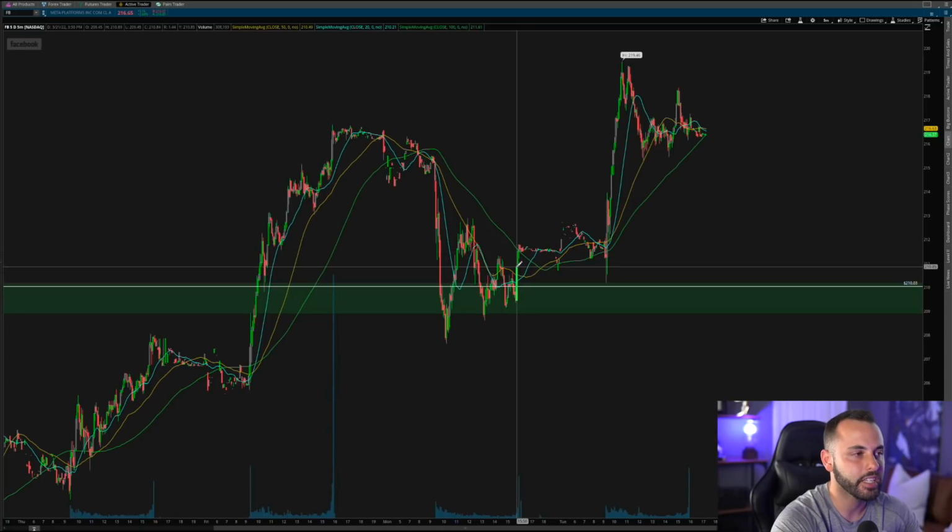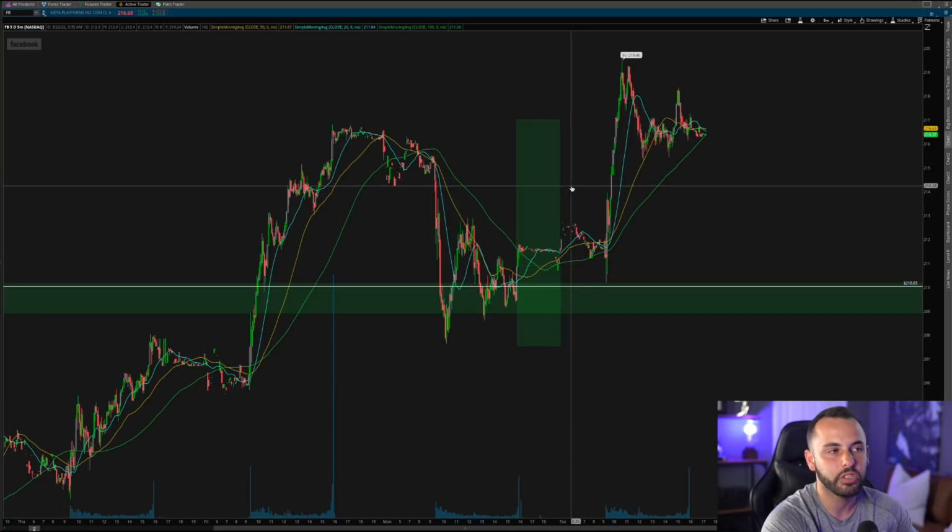Setting up a very nice risk to reward. Your risk is probably below these lows, and your reward is back towards the highs, right? You're looking for the break and retest. That right there is about a 2 or 3 to 1 risk to reward.